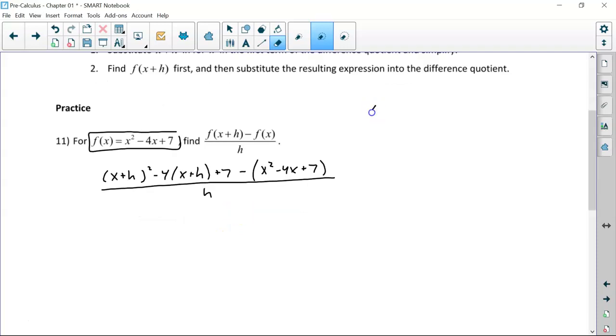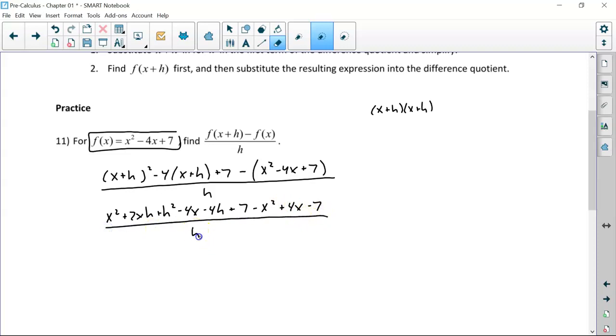So we're going to square the x plus h properly. Remember, that's x plus h times x plus h. So you get x squared plus 2xh plus h squared. Distribute the negative 4, so minus 4x minus 4h plus 7. And then distribute the negative, so minus x squared plus 4x minus 7. And that's all divided by h.